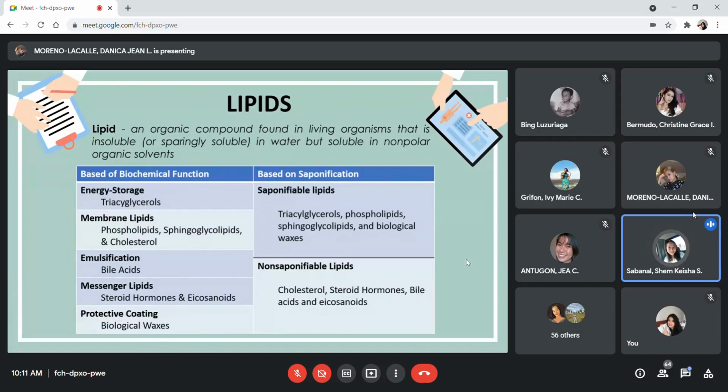So why do we need lipids? What are its functions in our body? We use it for energy storage. We use it for our membranes. That is very important. We have our cholesterol here. We also use this for emulsification. We also use this in our hormones, which serve as our messenger, and also for protective coating. So that is for our lipids. Let us now move on to the next slide.